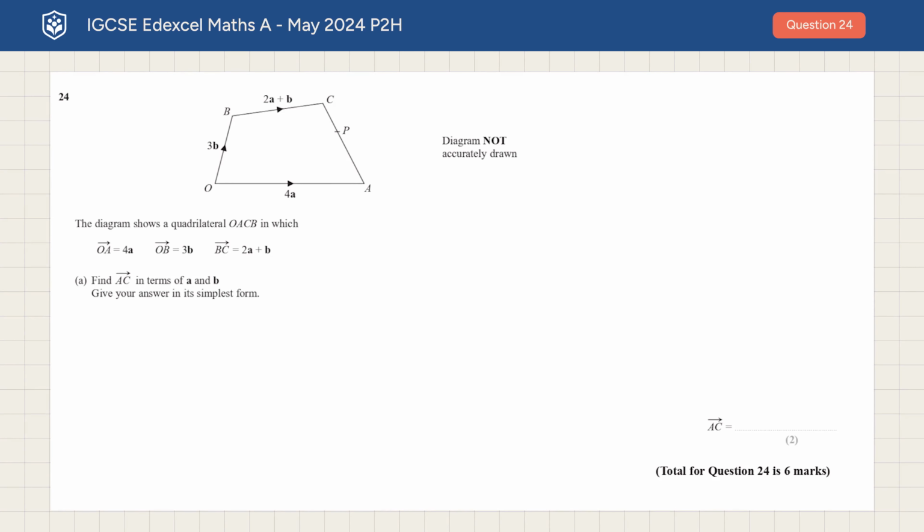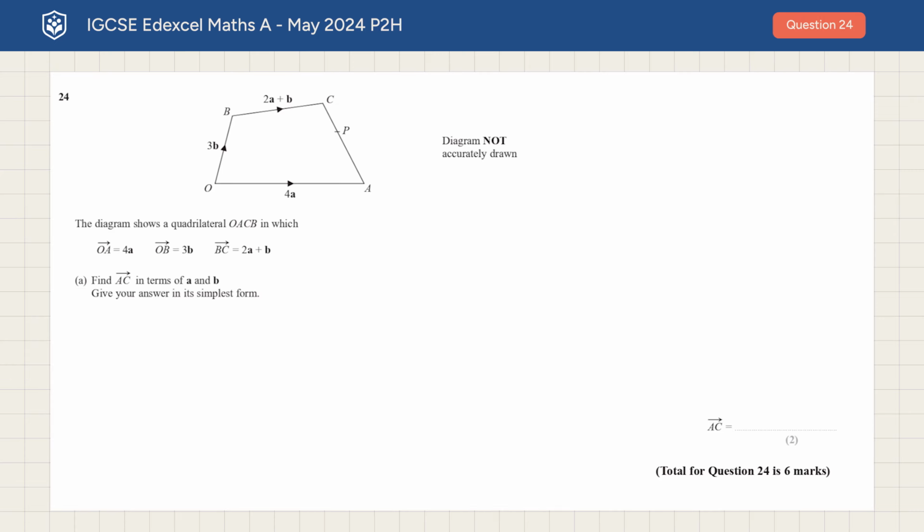Let's work through question 24, part A. We have a quadrilateral OACB, and we are given 3 specific vectors. O to A is 4a, O to B is 3b, and B to C is 2a plus b. Our goal is to find the vector for the path A to C, expressed in terms of a and b.